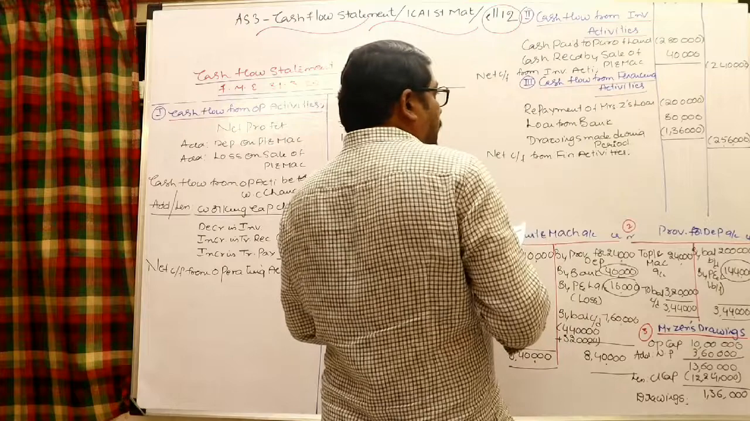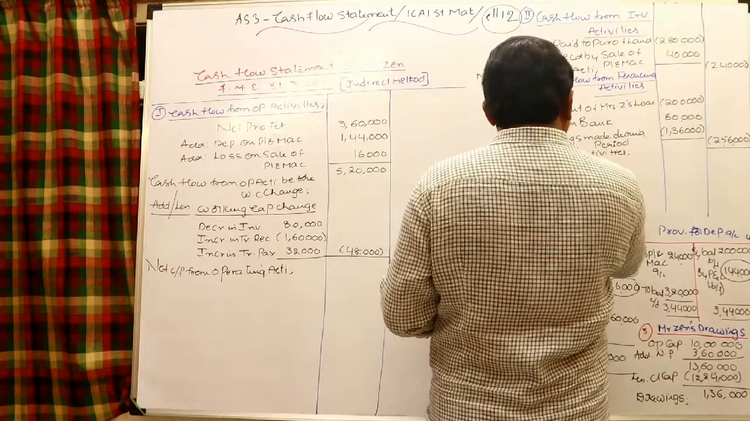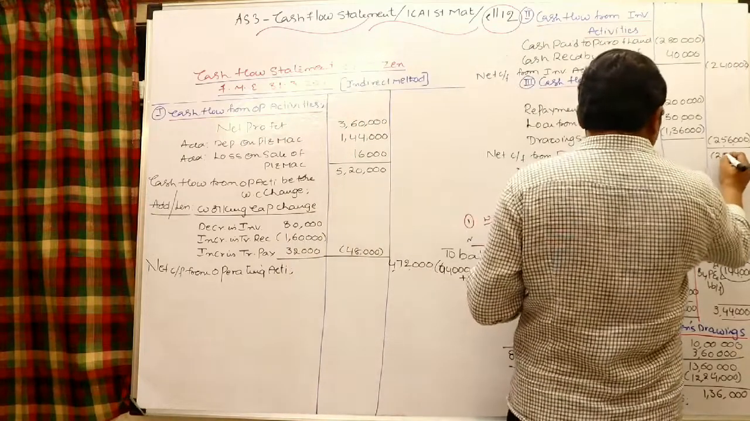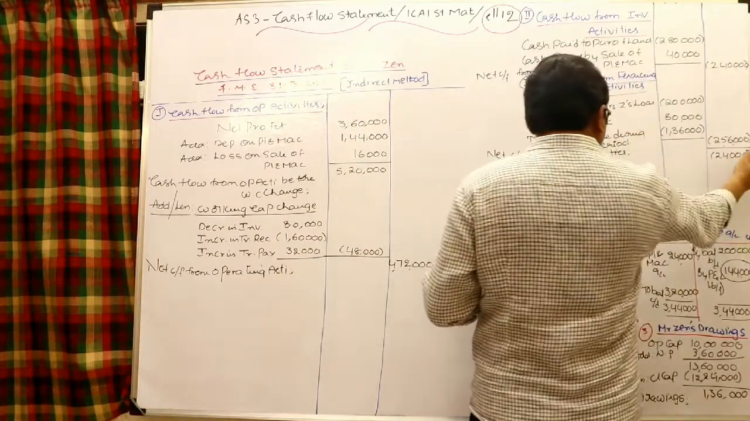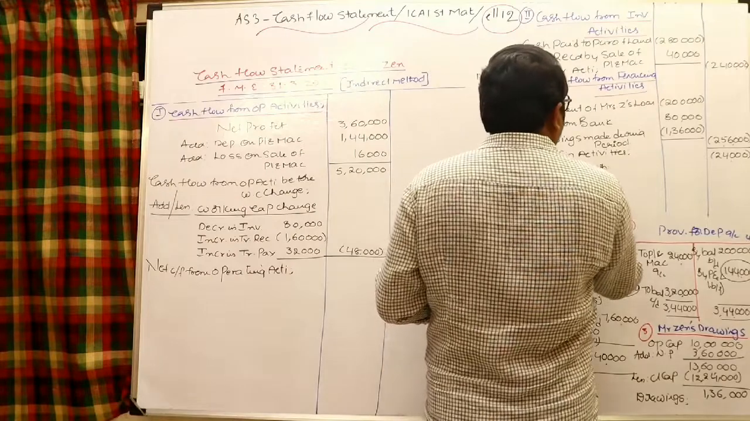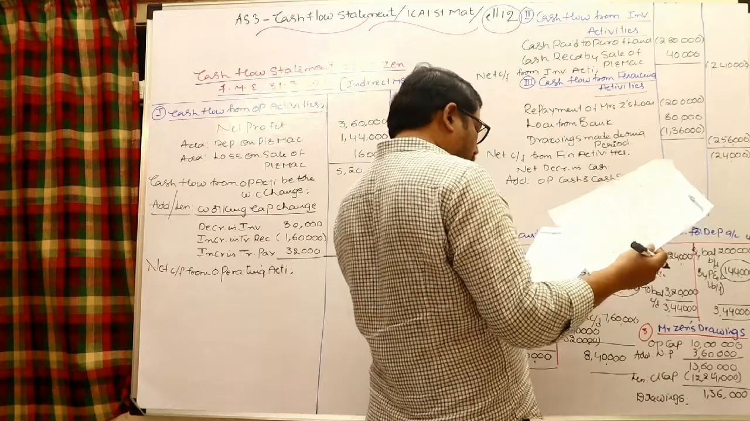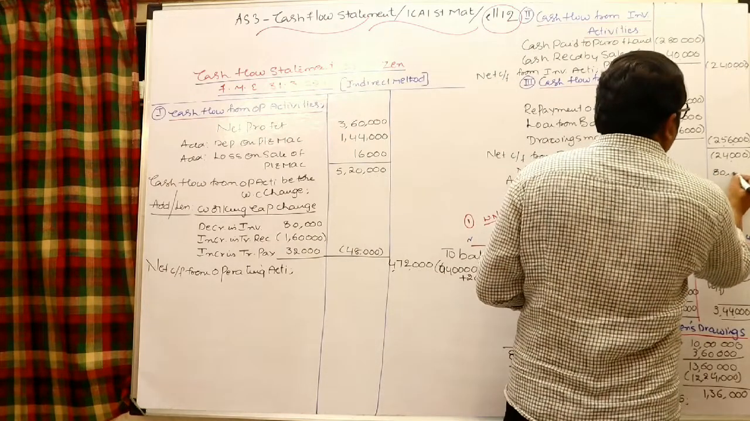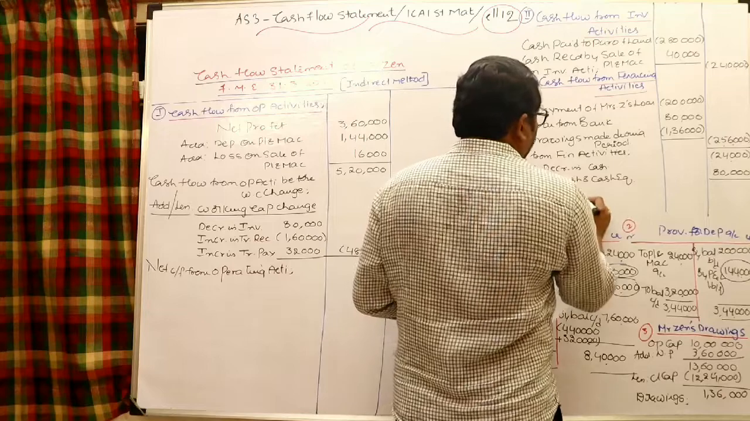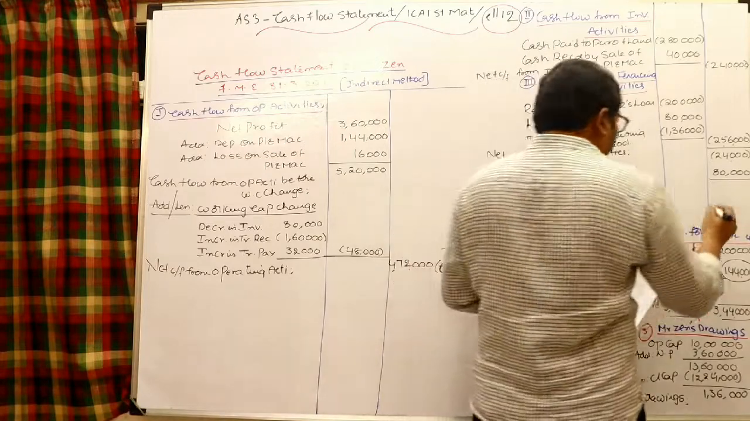Okay, out of these three activities, when you consider 1, 2, 3, we can say net decrease in cash during the period, 24,000 rupees outflow. For this, add opening cash and cash equivalents. The result should be closing cash equivalents. Opening cash given is 80,000. Therefore closing cash and cash equivalents 56,000.